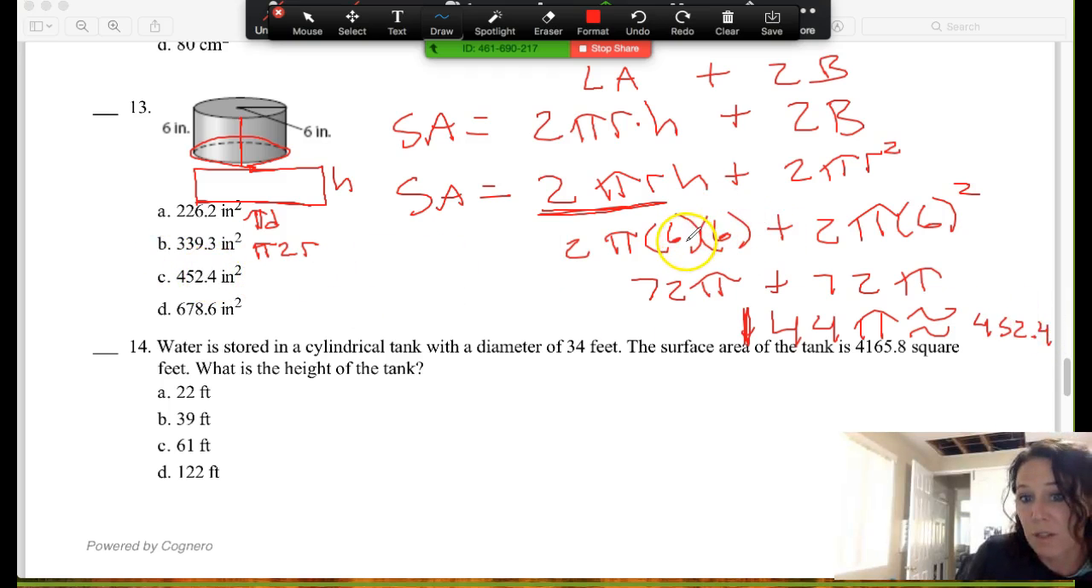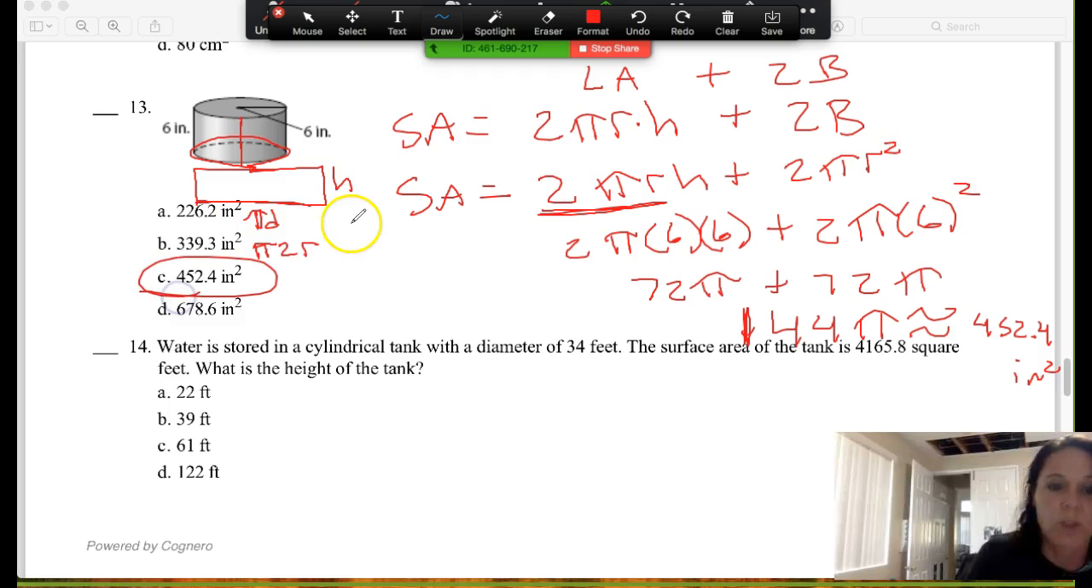452.4, and this is inches. So you multiply it, you get inches squared. Same here. Inches, you square it, you get inches squared. And inches squared plus inches squared is inches squared. Okay, always square inches or square units. All right, on to the next one.